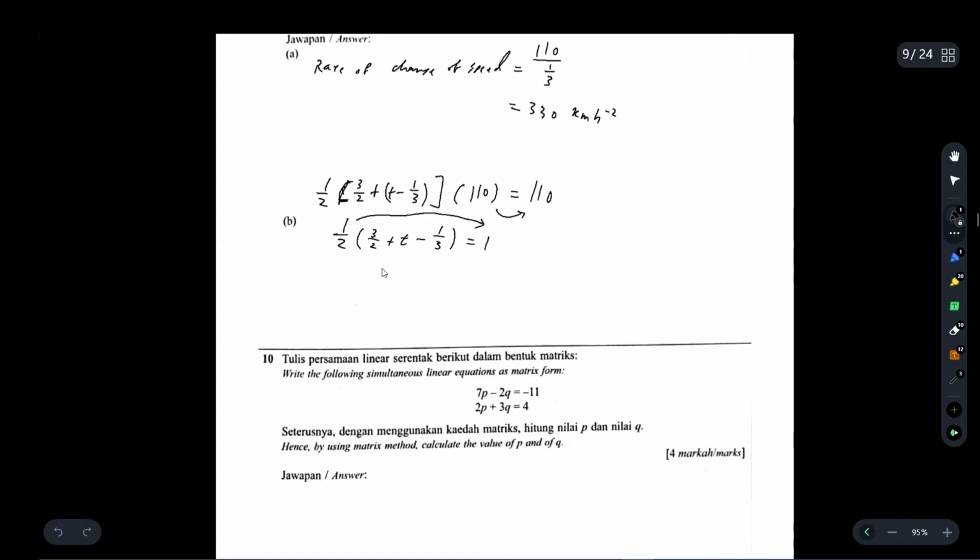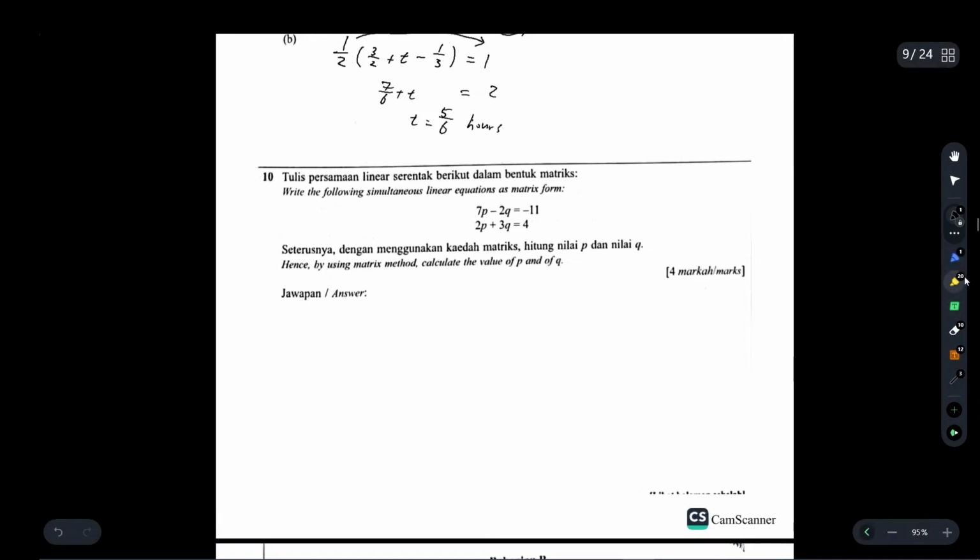Oh, sorry. So yeah, it's going to be 1 divided by 1/2. And let's continue. 3/2 minus 1/3, we'll have 7/6 plus t equals 1 divided by 1/2, and we have 2. The value of t is 2 minus 7/6, and that gives us 5/6. Okay, let's move on to the next question.